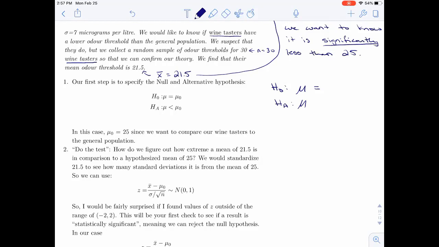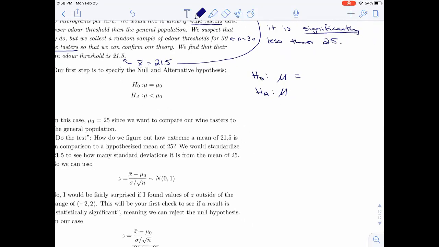Here, we just have one sample mean that we want to compare to some value, right? And so that value is the value that has to go here. Okay? So we want to know if mu is equal to 25, or maybe if it's less than 25. Just doing a little bit of foreshadowing. So that's what I mean by the value that you want to compare your sample mean to is the one that goes here in your null hypothesis.